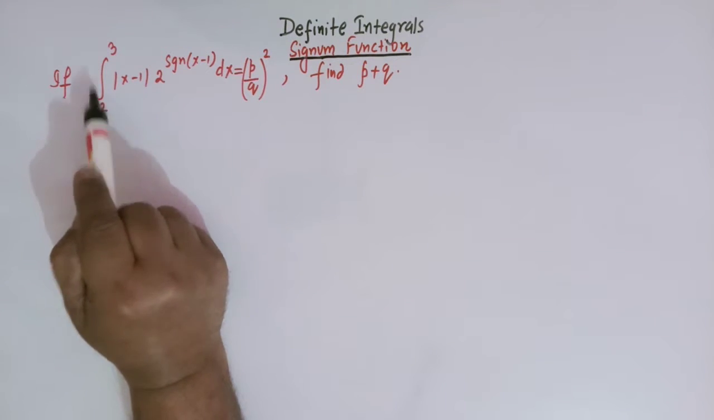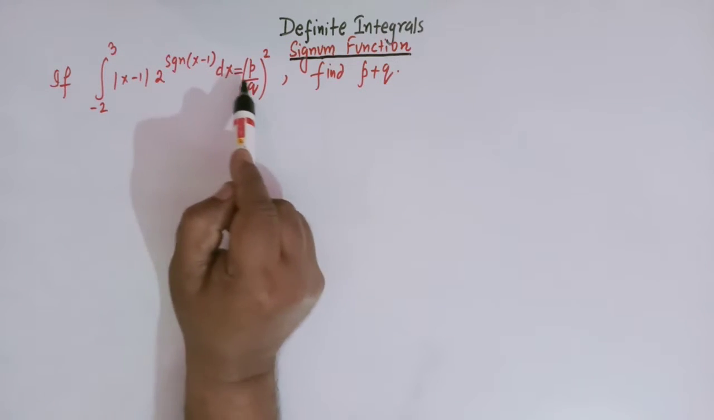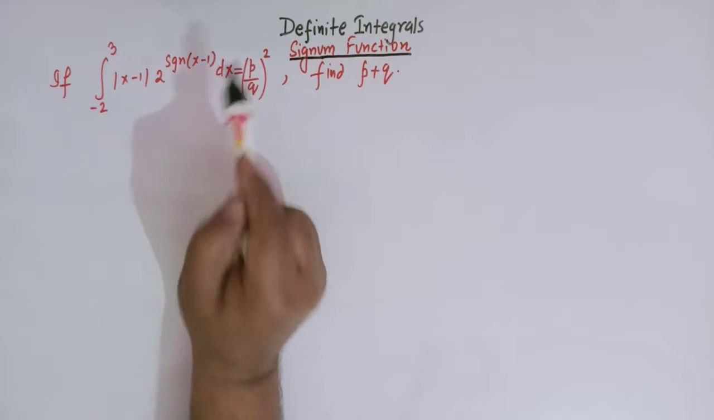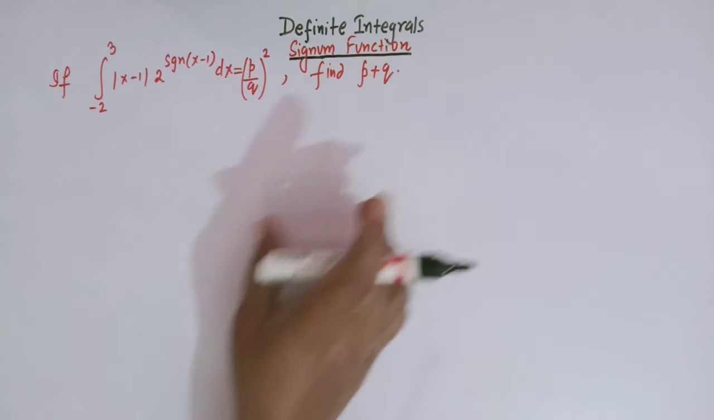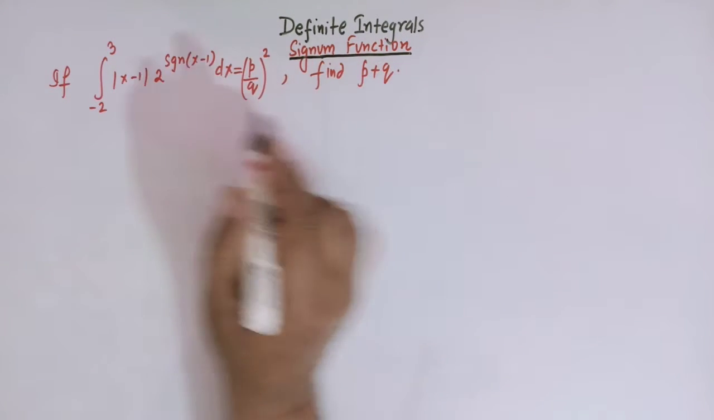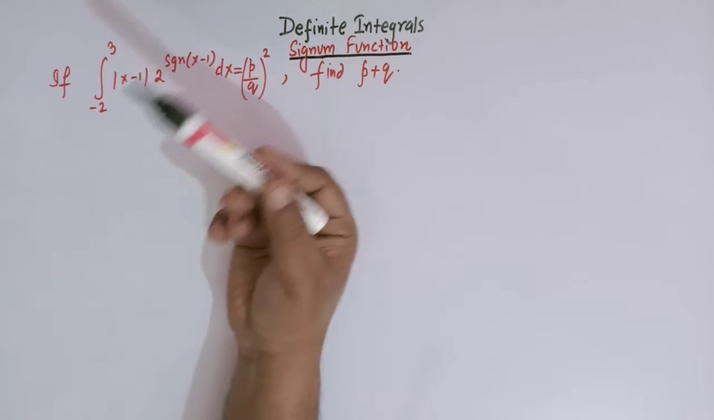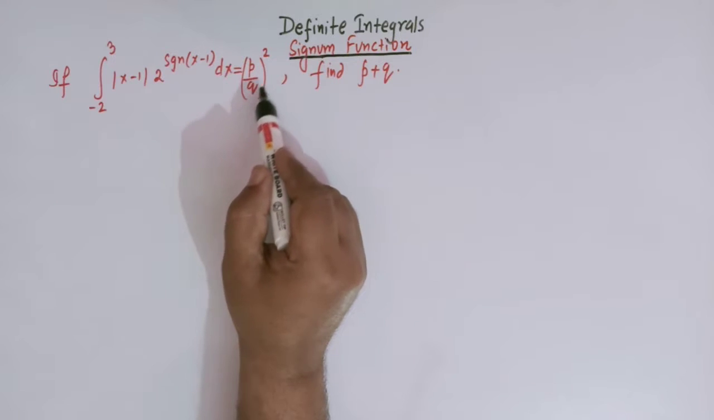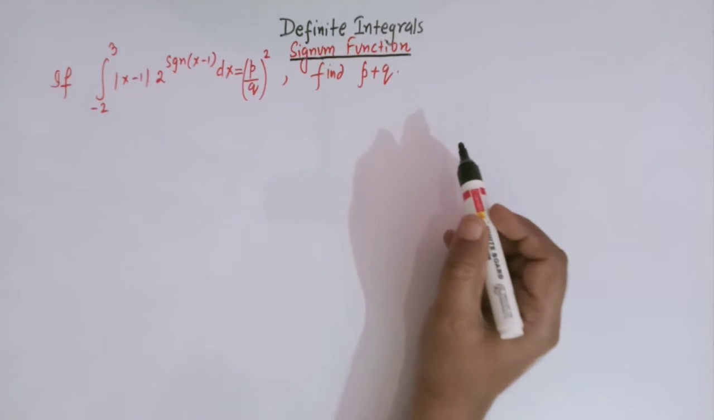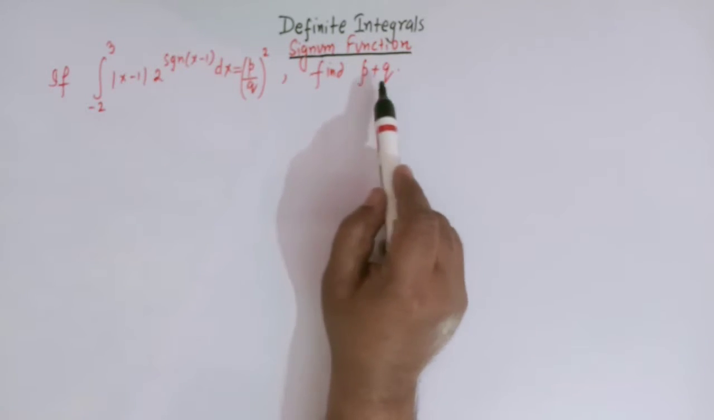So here we have to solve this integral, and we are given this statement: the integral from -2 to 3 of |x - 1| times 2 raised to signum of (x - 1) dx is equal to (p/q)^2, and we have to find the value of p + q. We solve this integral, find the result, and compare it with the expression (p/q) whole square. By comparison we can find the values of p and q, and consequently the value of p + q.